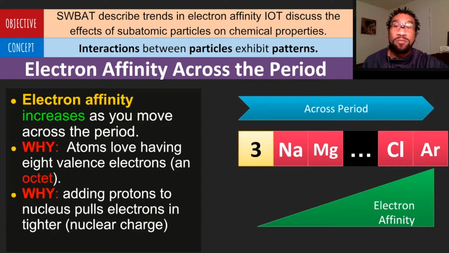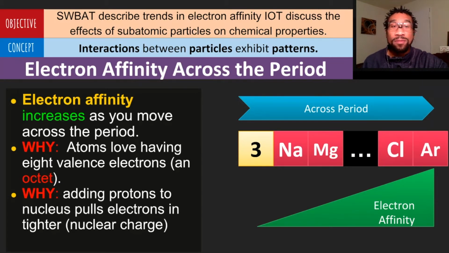But then also the reason why electron affinity increases from left to right is because of the addition of protons. As you increase the atomic number from left to right, you're increasing the nuclear charge, and therefore there is a natural tighter pull on the electrons. There's a greater attraction for electrons.